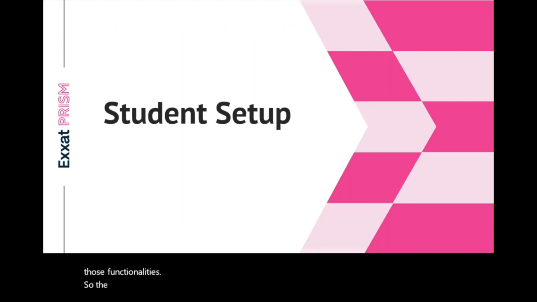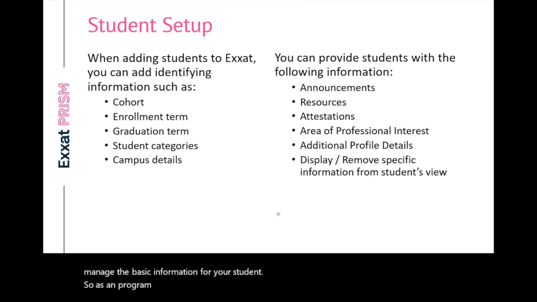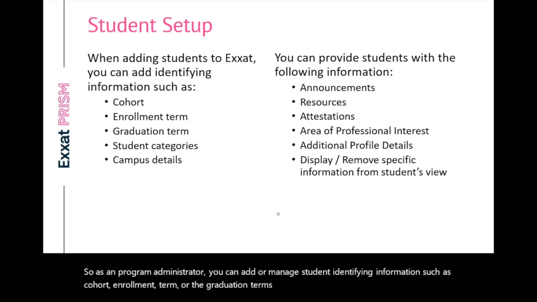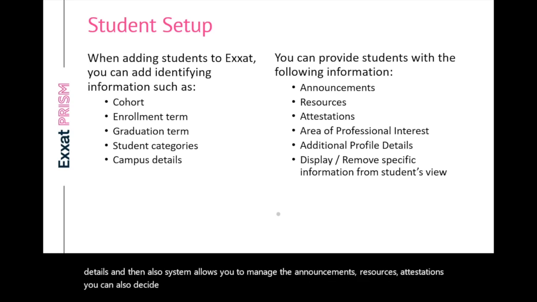The first topic of our webinar is the student setup. Let's quickly understand how you can manage the basic information for your student. As a program administrator, you can add or manage student identifying information such as cohort, enrollment term or graduation term, student categories, as well as the campus details. The system also allows you to manage the announcements, resources, and attestations. You can also decide what information you want to share with your students using this functionality.